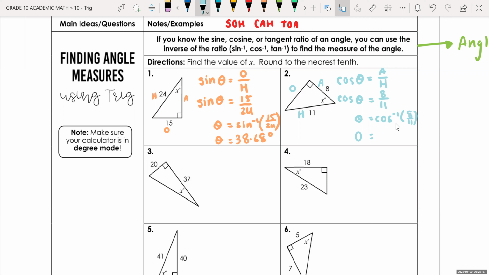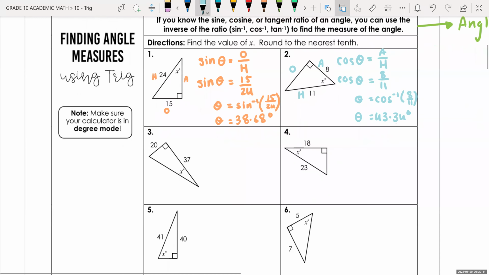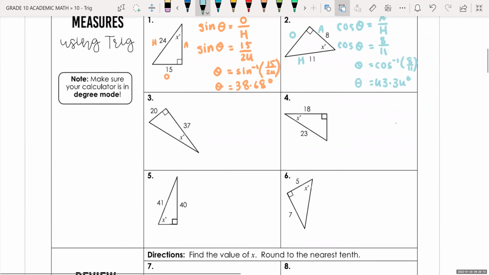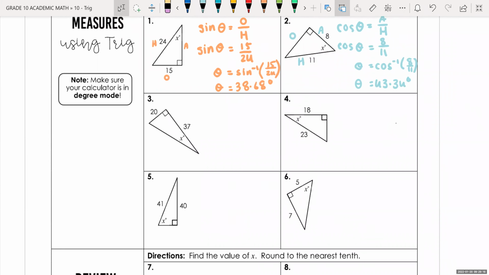I didn't get 46, close, but that's not exactly what I got. That's what I got as well. So 43.34 degrees is the answer. Okay, so there are about 6 questions like this. We'll do 2 more together, then I'll give you a chance to do 2 on your own.